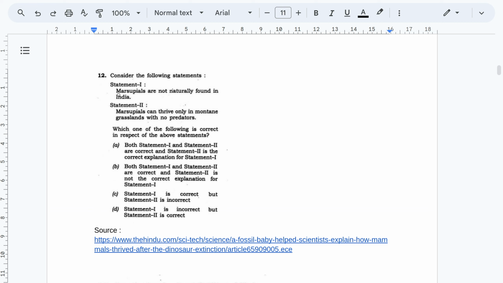Statement 1, marsupials are not naturally found in India. Statement 2, marsupials can thrive only in montane grasslands with no predators. So this is the question. Standard set of options are given.